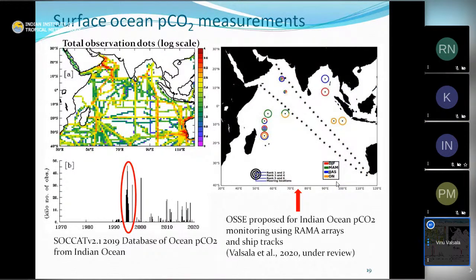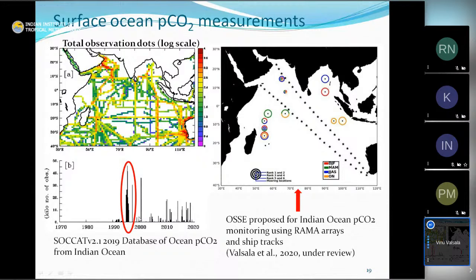Now if you look at what observations of pCO2 are available in the Indian Ocean, this is a very challenging question. This is the latest SOCAT compilation of pCO2 from the global ocean, in which I have plotted the Indian Ocean part. The color shows the log scale of the number of pCO2 samples taken from 1970 to 2020. This is a very long observational effort. Even then we have a very large data gap in the Indian Ocean. We have not sampled Indian Ocean pCO2 at any reasonable concentration for representing the seasonality very well.